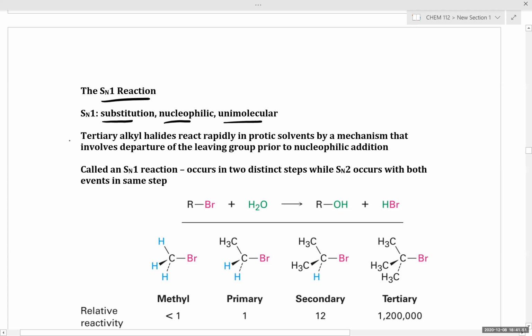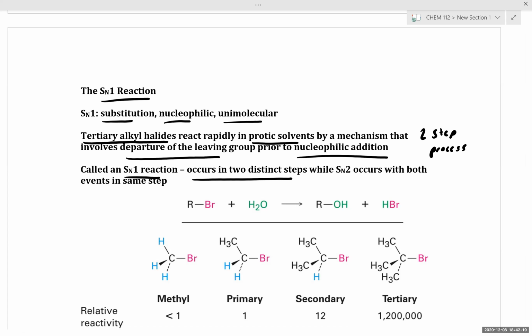So let's start off by looking at the reaction of tertiary alkyl halides. Tertiary alkyl halides react rapidly in protic solvents by a mechanism that involves departure of the leaving group prior to nucleophilic addition. So this is a two-step process. Okay, so the SN1 reaction occurs in two distinct steps, with the rate limiting step being unimolecular. That's what the 1 is signifying.